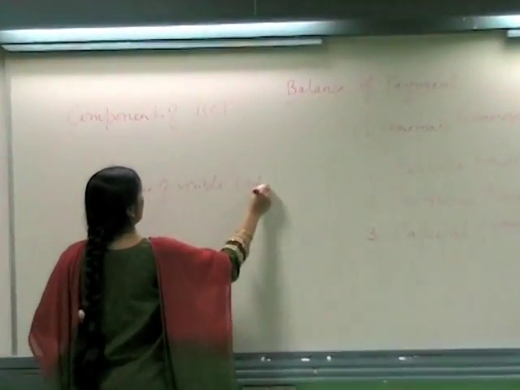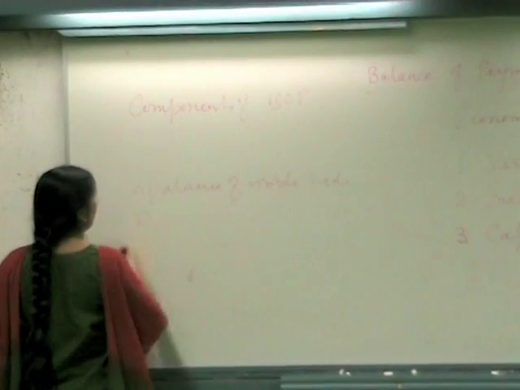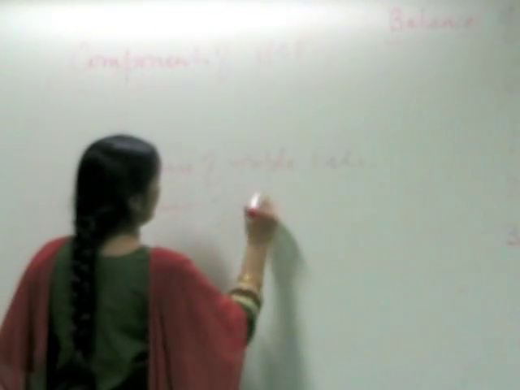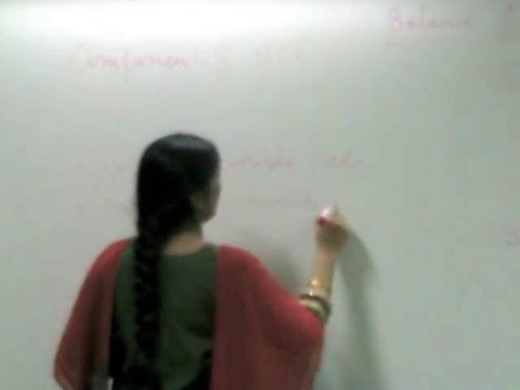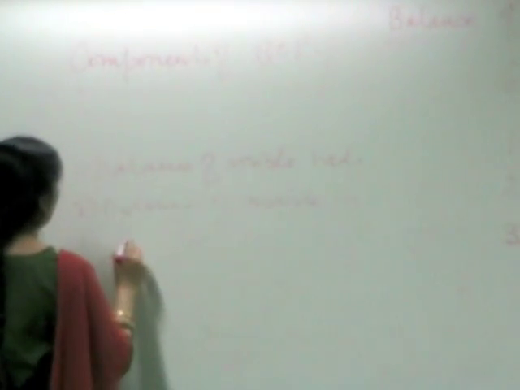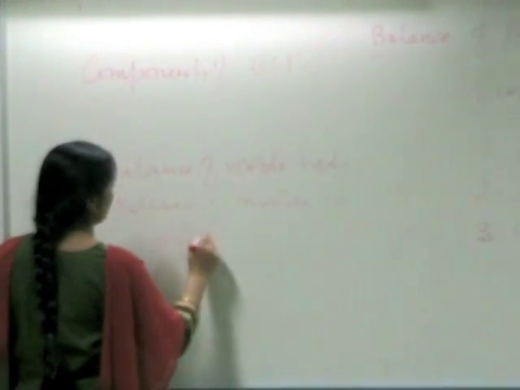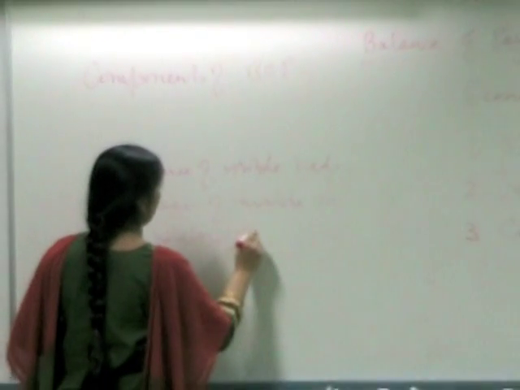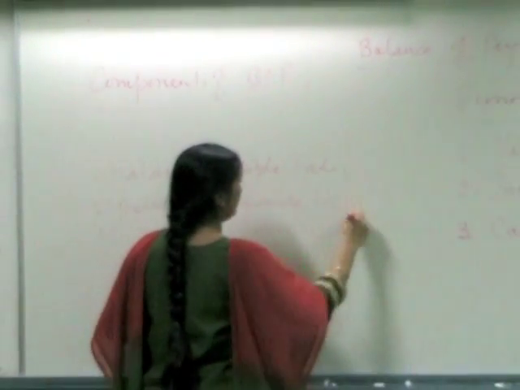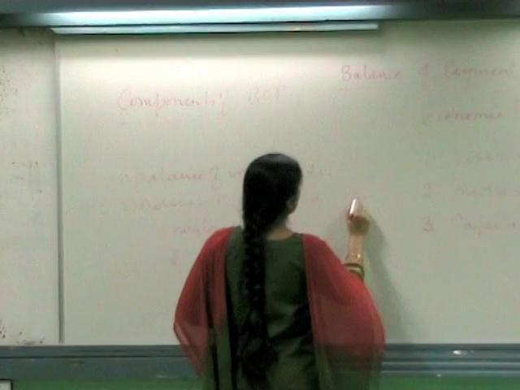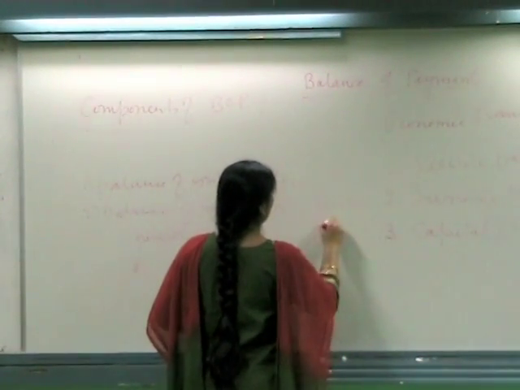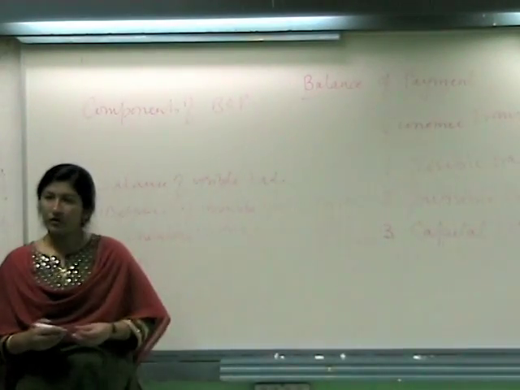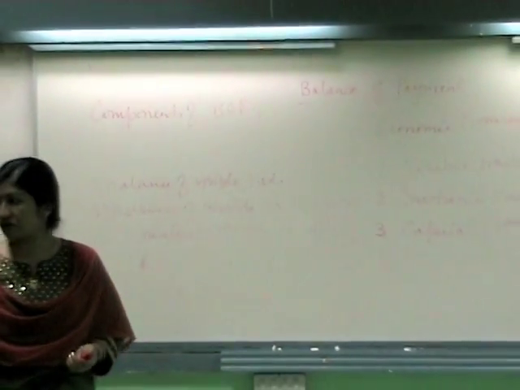Then secondly, the balance of invisible trade. And thirdly, unilateral transfer. And all three together are known as the current account. Have you followed? These three together.